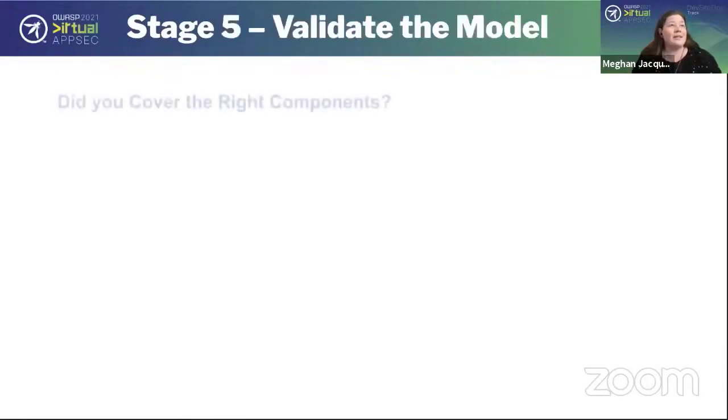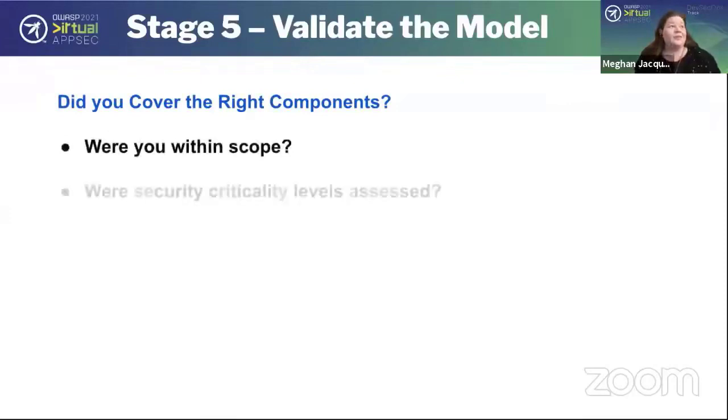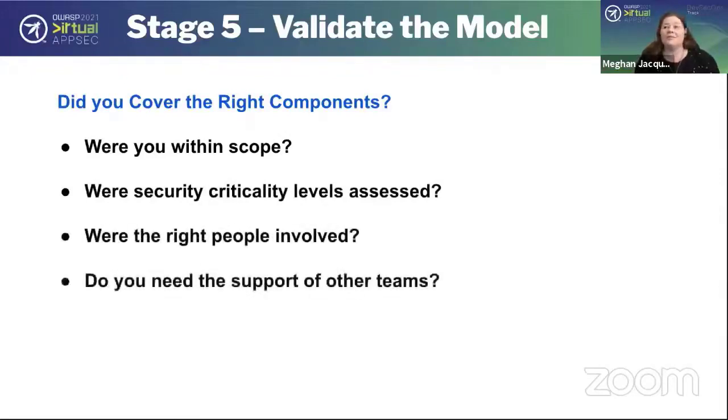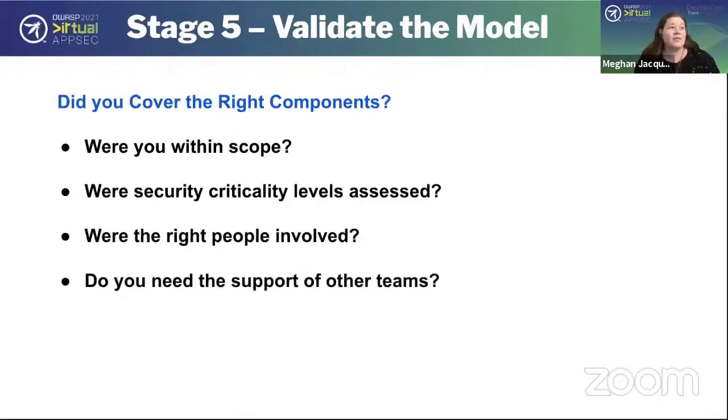Now, our last stage is validating the model. And this is so important because you have to measure, did you actually do the things you thought you were going to do? Did you stay within scope, or did it have scope creep? If it had scope creep, why? What about criticality? Were the right people involved? And did you need to support other teams?